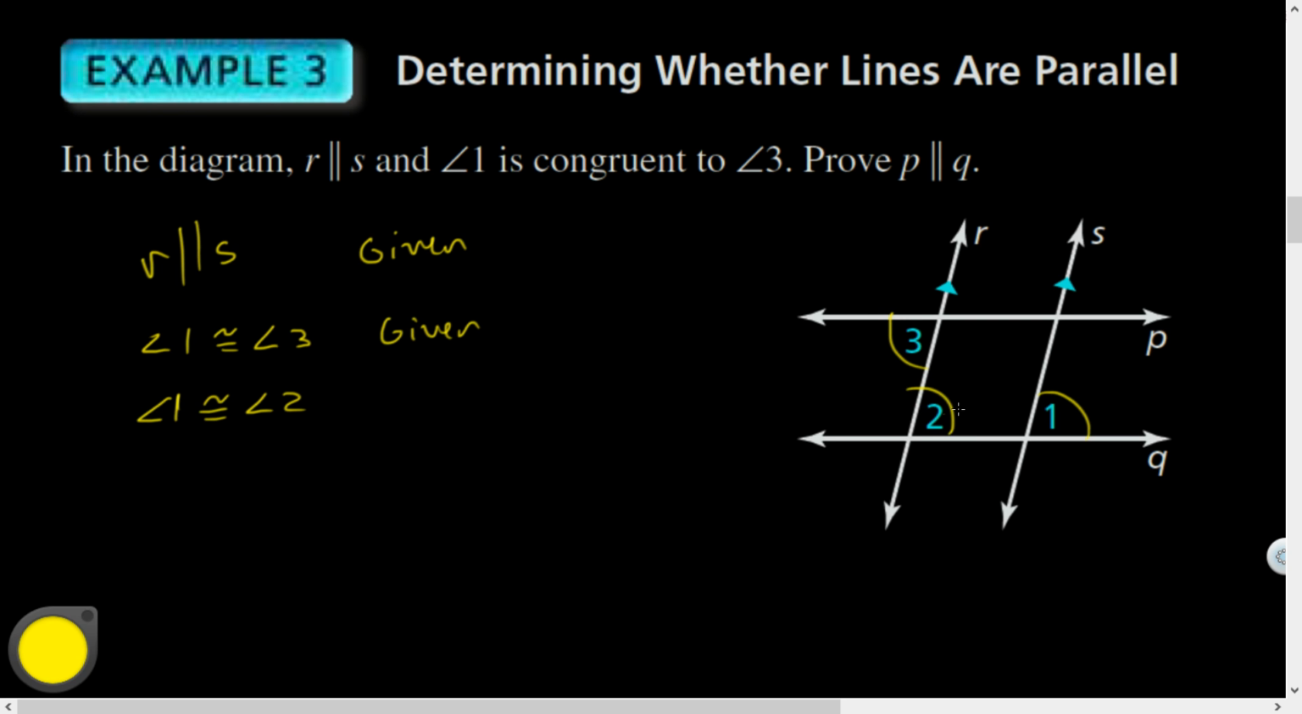Let's see. We're saying angle 2 is congruent to angle 1. Why is that? Nope. Starts with a C. Corresponding angles.